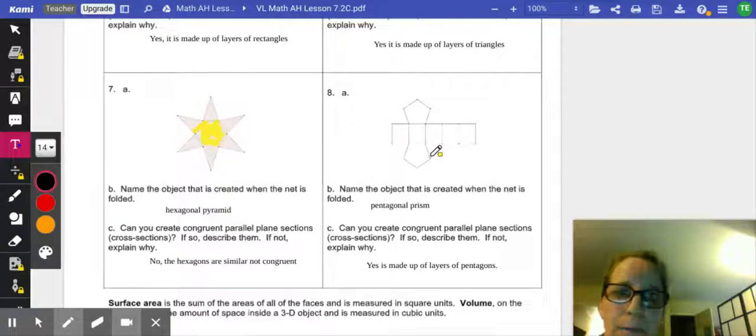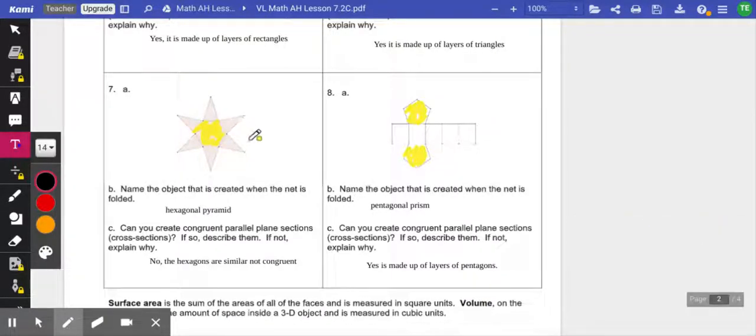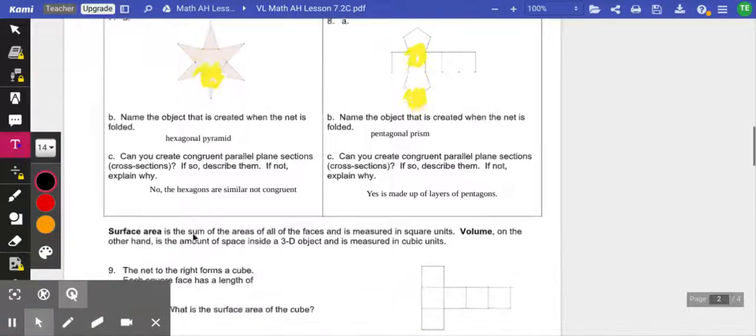Next one, we have a prism because I have 2 bases. The pentagons are my bases. So yes, I would get layers of pentagons. Okay, now I can turn the webcam off. Here I go. Moving down the page.